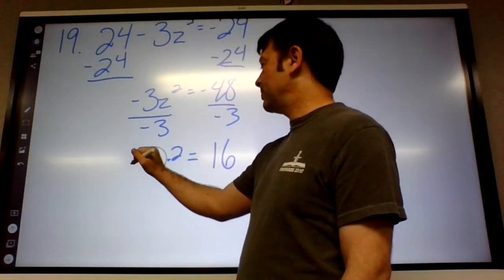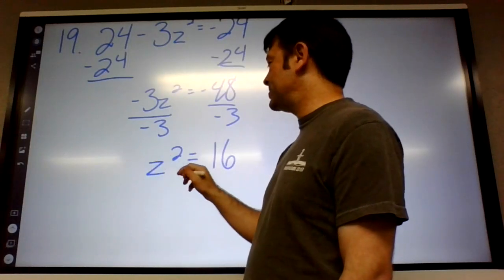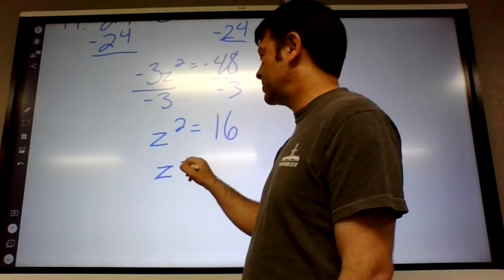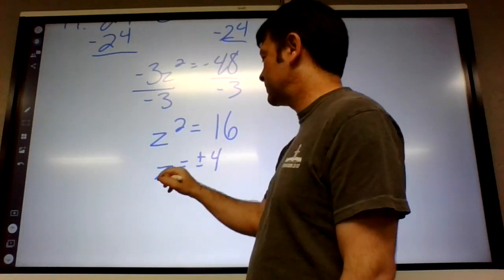So if Z squared is 16, what's the square root of 16? 4. So plus or minus? Plus or minus 4.